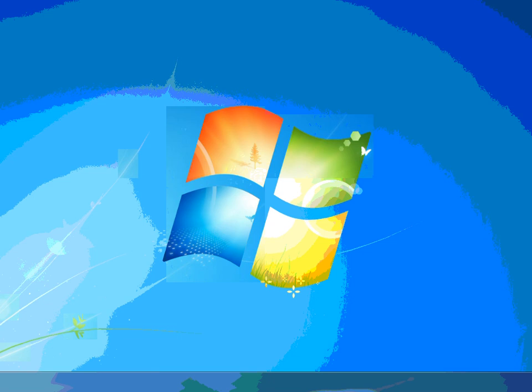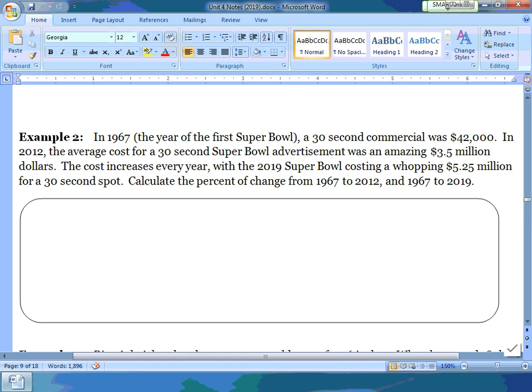All right, so let's finish out these last two examples here quickly, relative to this percent of change concept. We talked about the Super Bowl there for a second, but the advertising money that gets put into the Super Bowl is just astronomical. You can see first year of the Super Bowl back in 1967, the 30-second commercial. Typically, that's how they measure these commercials in 30-second spots. So a 30-second commercial was only $42,000. Now back then, of course, $42,000 was an extreme amount of money.